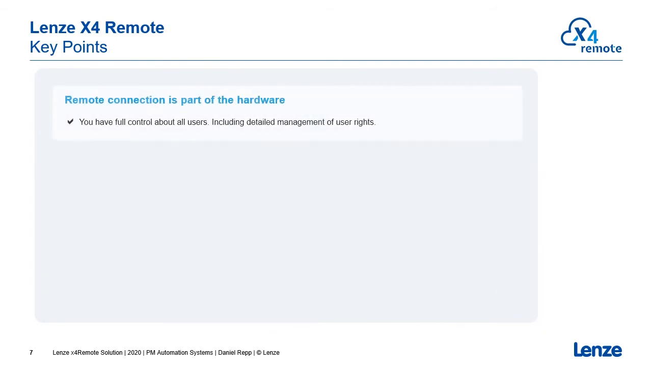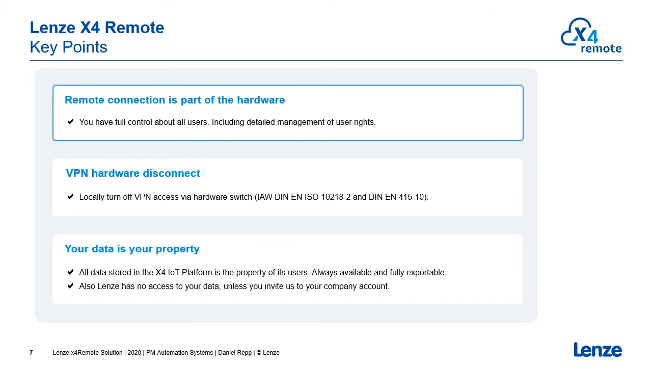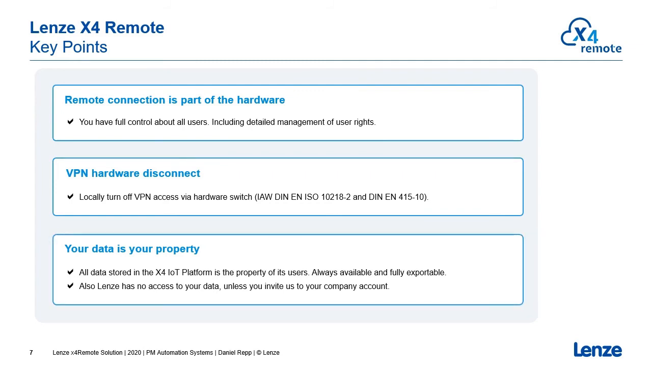And I want to highlight a few things here. The remote connection is part of the hardware. So remote access is part of the hardware and comes with the device. The device has a VPN hardware disconnect. So if people are not feeling comfortable having their machine online, they can enable and disable it with a physical hardware connector. And then very important, and I think different from a lot of other players on the market, your data is your property. We have no access to your data unless you invite us to work with you on your data. Otherwise, that's yours. We have no access.